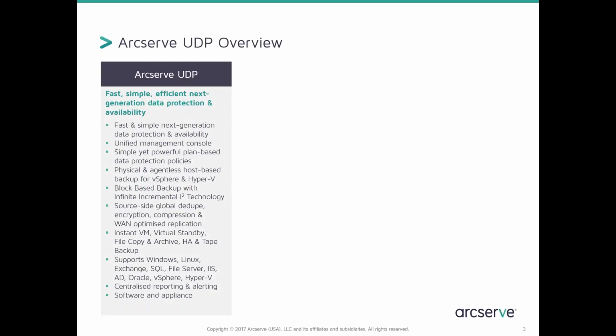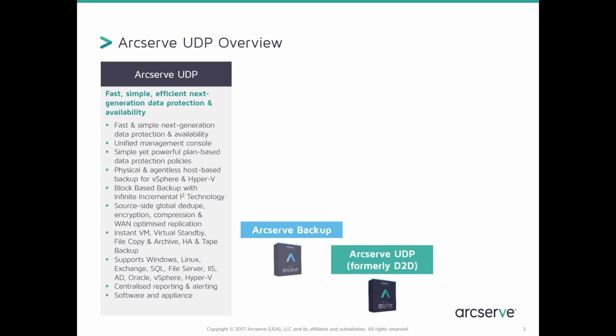With that, let's take a quick look at Arcserve UDP. For those of you who have already used Arcserve UDP, none of this will be a huge surprise. But what Arcserve UDP does is bring together what were previously three separate products in the form of Arcserve Backup, which was our traditional file-based backup primarily to tape, Arcserve Replication and High Availability, or Arcserve RHA, which gives us our near real-time byte-level replication and automatic failover capabilities, as well as the Arcserve UDP core component, which is based on the former Arcserve D2D product.